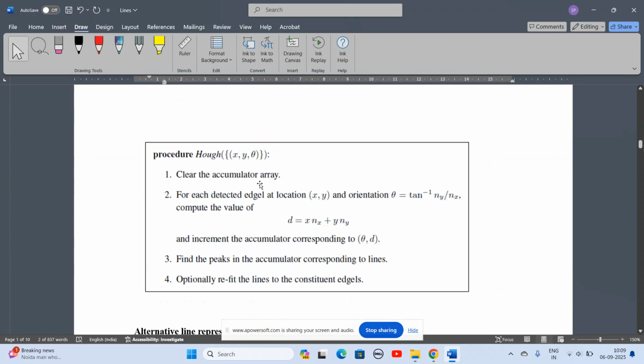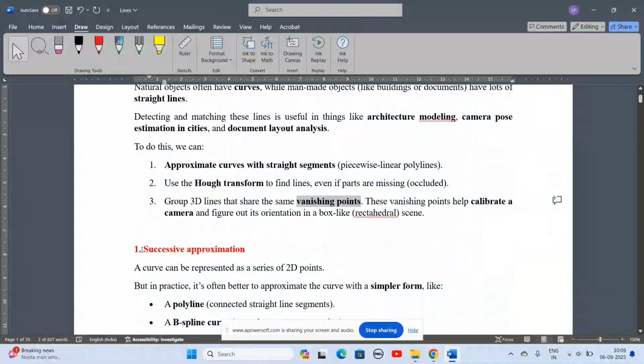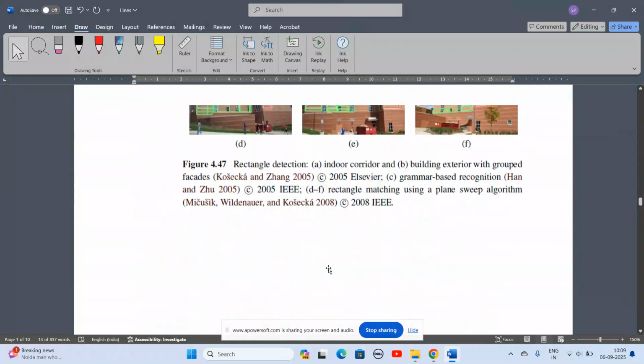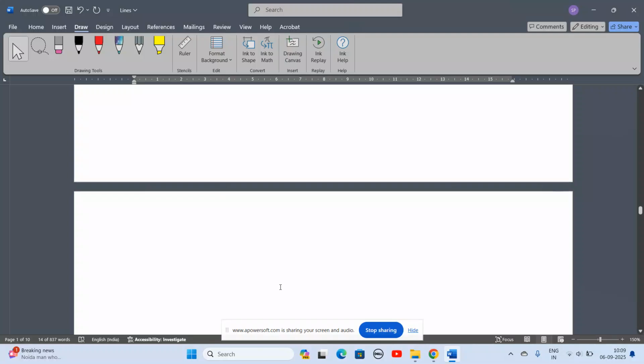First one is successive approximation. In successive approximation, a curve can be represented by a series of 2D points. I'll show you with a simple mathematical example and then we'll proceed further.